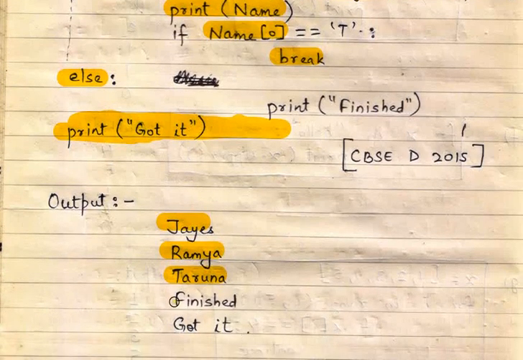I'm sorry, I've written "finished" as well. Finish would not get printed, it would be printing "got it". This finished will not get printed, because else only gets executed when this particular condition is false. Because this condition is not false, else will not get executed, and finish will not get printed. So in this answer I have written finished, but it will not get executed, and the output would be JS, Ramya, Taruna, and got it. I have written this to tell you that this is the order which is to be printed, and finished is not to be printed. I repeat again.